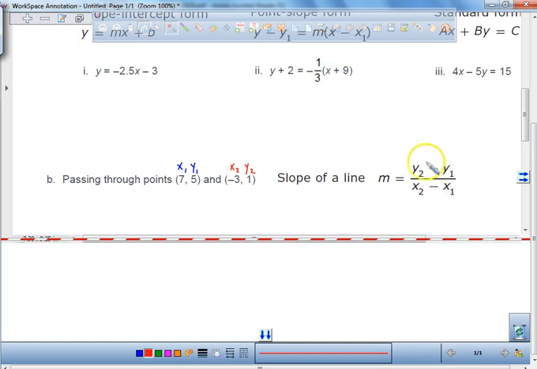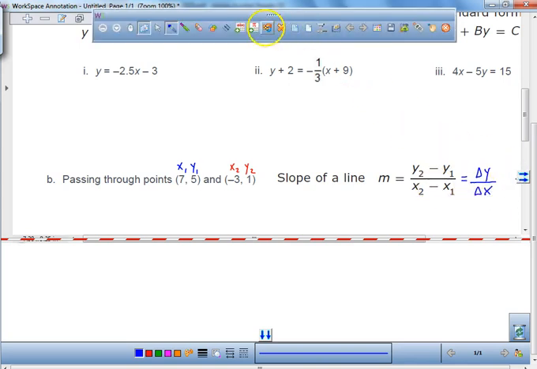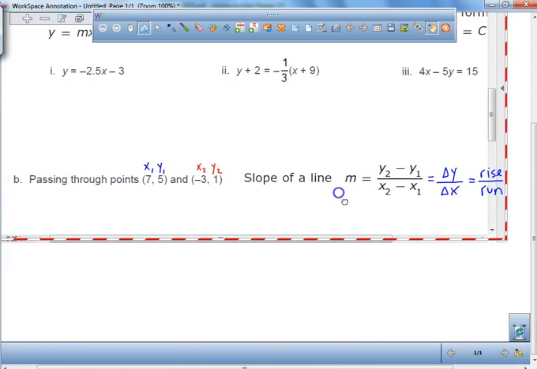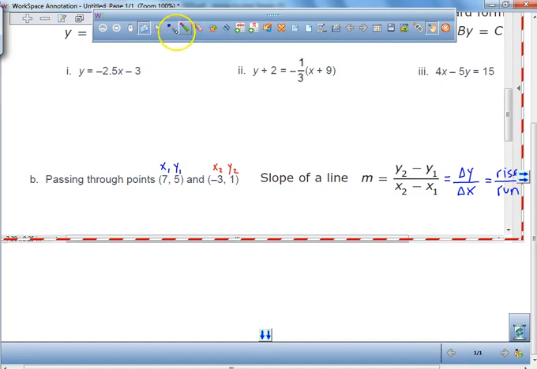Do you guys see this slope of a line formula right here? This represents what's called the change in y. This represents what's called the change in x. We refer to that in the mathematical universe, to try to help students understand, as the rise over the run, to try to make it more simple. All right, so here we go. Whatever I do, you do. Don't watch me do the math. Do the math with me.